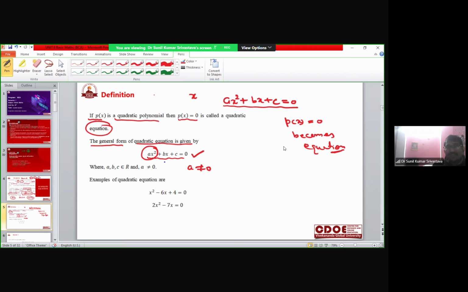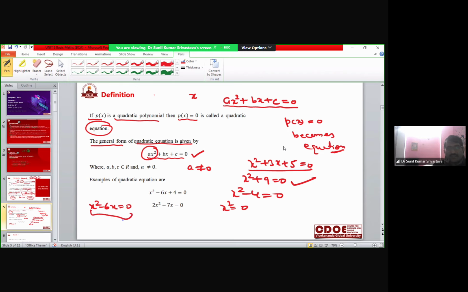So examples can be x square plus 3x plus 5 is equal to 0. This is the quadratic equation form. x square plus 9 is equal to 0, this is a quadratic equation form. x square minus 4 is equal to 0, this is a quadratic equation form. x square is equal to 0, that is a quadratic equation form, and so on. x square minus 6x is equal to 0 is also a quadratic equation form, because all these are polynomial expressions in the variable x with degree 2. And when this polynomial is equal to 0, it becomes an equation. So all these are quadratic equations.